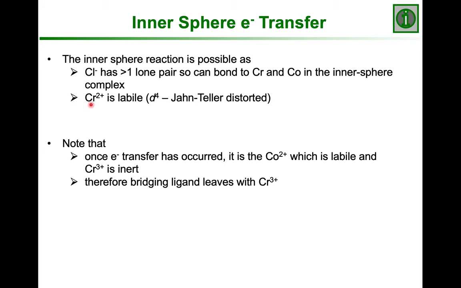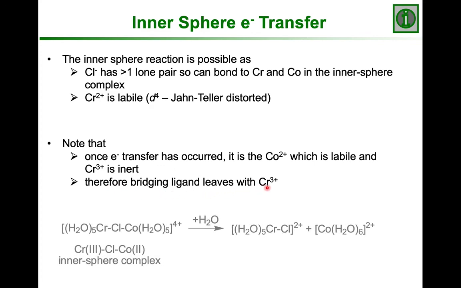What was also necessary is that chromium 2 is labile. It's d4, it's Jahn-Teller distorted, and the water ligands that are attached are very labile. But you should note that once the electron transfer has occurred, it is the cobalt 2 which is labile, and chromium 3 which is inert. Therefore, the bridging ligand leaves with the chromium 3. Here again being the crucial step. We've done the electron transfer, and now the chromium has made off with the chloride, and a water from the solution comes in and attaches itself to the cobalt.